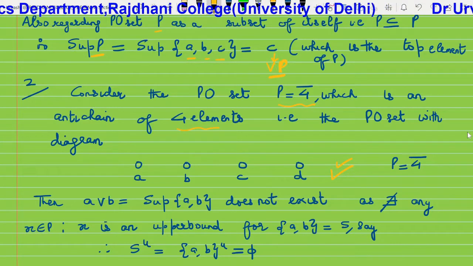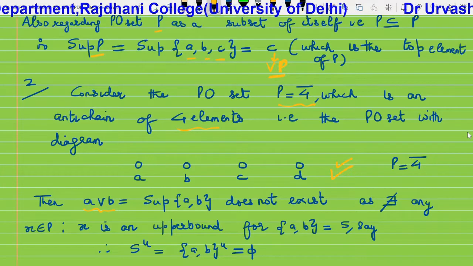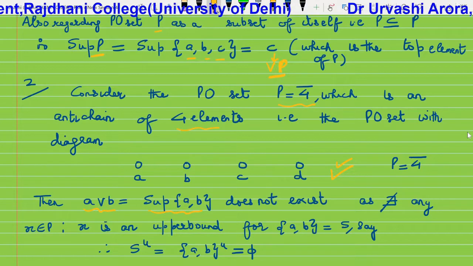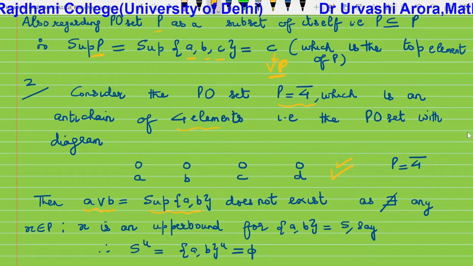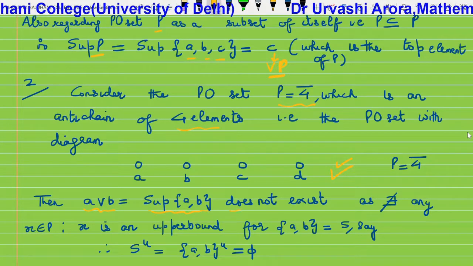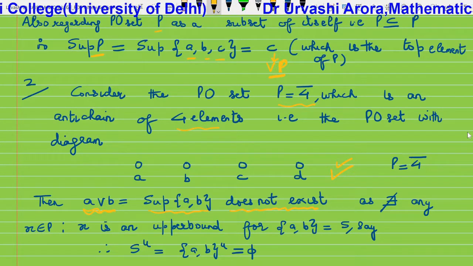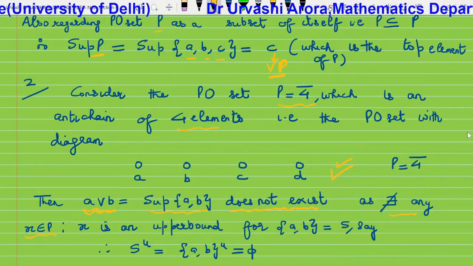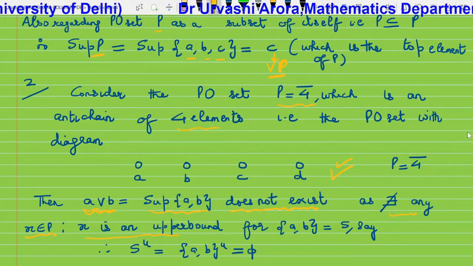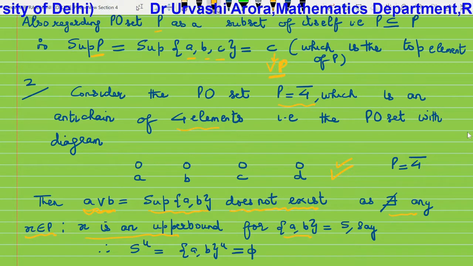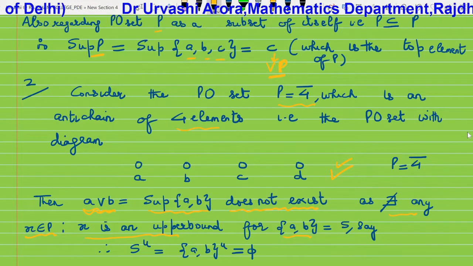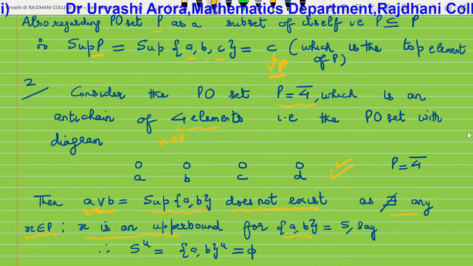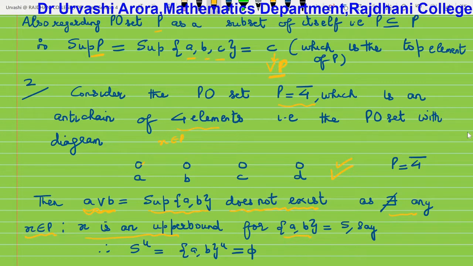Then we want to find out whether the join of A and B exists or not, which means whether the supremum of A and B exists or not, because we have just randomly picked A and B, and we want to find out whether the supremum, or least upper bound, of A and B exists. But we find that the supremum of A and B, or the join of A and B, doesn't exist. Why? Because we cannot find any element X of P which can act like an upper bound for A and B. There is no X belonging to P such that A is lower than X and B is also lower than X. There is no such element.